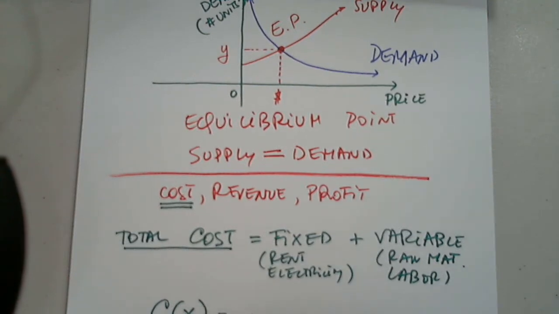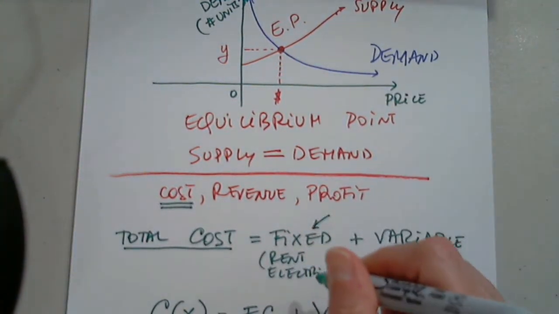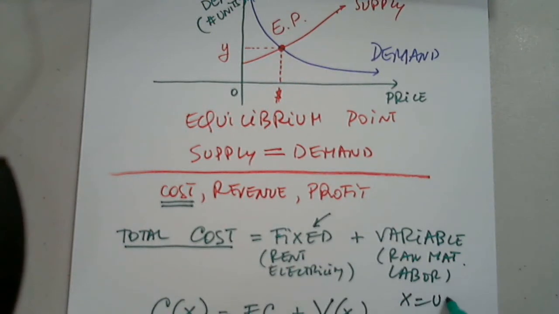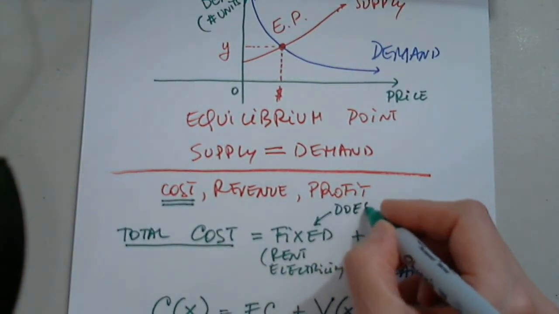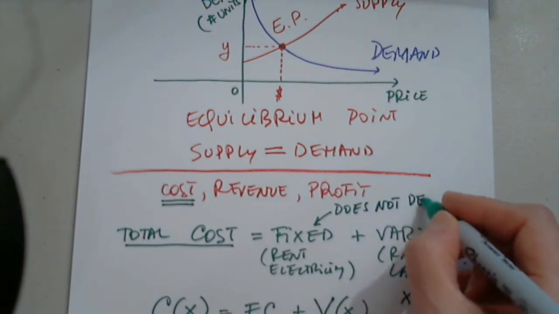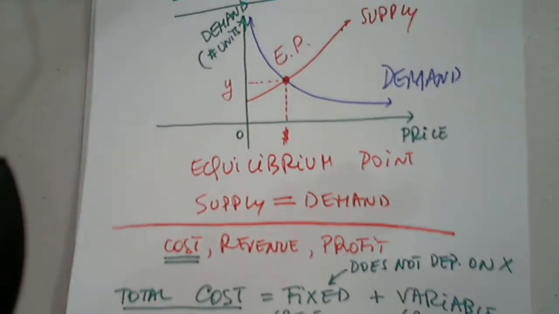So normally this is a number, so it's a fixed cost plus a variable cost function of x. This does not depend on x. X is the number of units. Units produced. Does not depend on that. Fixed. Does not depend on x. Variable, it depends on how many units I manufacture.